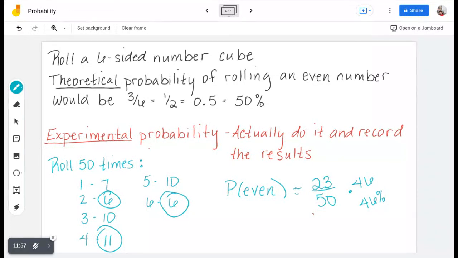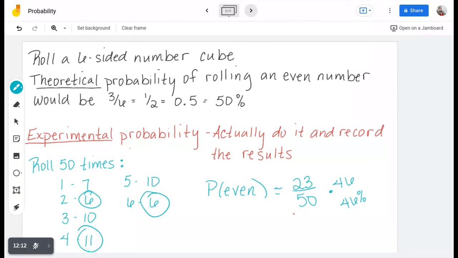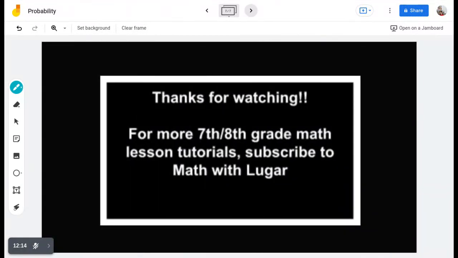So sometimes you'll be asked to find the experimental, find the theoretical, and then compare. Show which one's less than the other or whatever. But just remember, theoretical is what should happen. Experimental is what actually happens. Okay? So that's just a basic little rundown of probability.